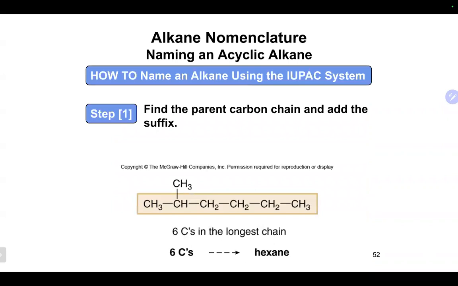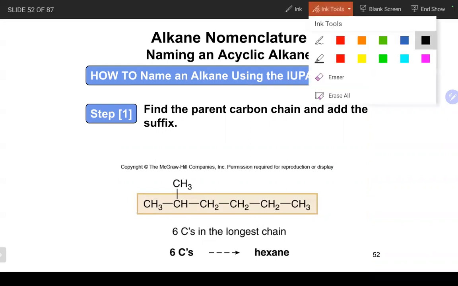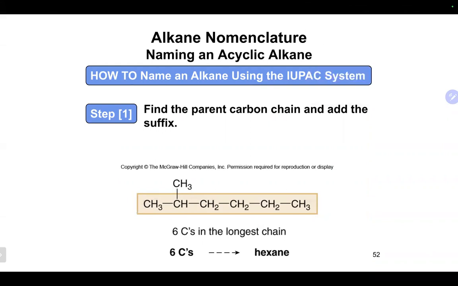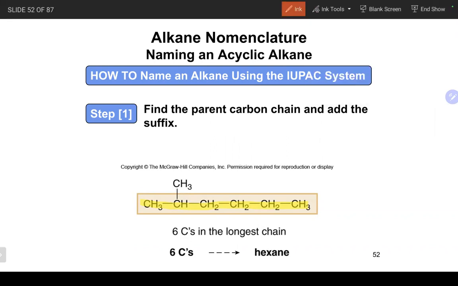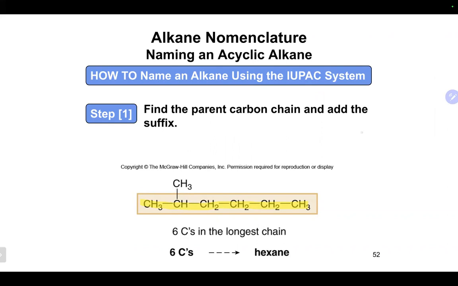All right, so let's take a look at this guy here. We're going to look for our longest continuous carbon chain. And this is going to be 1, 2, 3, 4, 5, 6. We could also get 6 by starting to the right and then going up. So either way, you could get 6. Once again, that is going to be your longest continuous carbon chain, and that is going to be the base of the name, which once again will be hexane, which is 6 carbons.